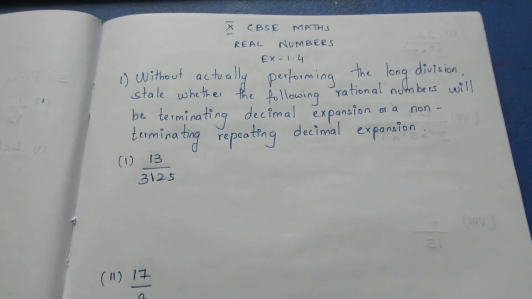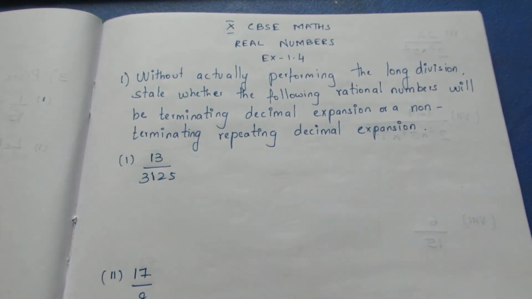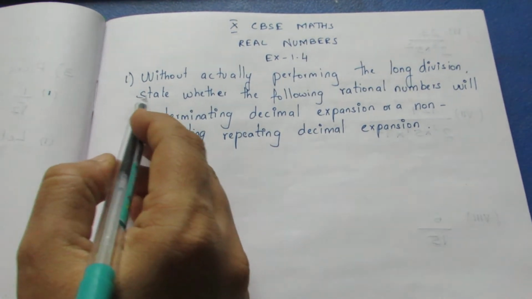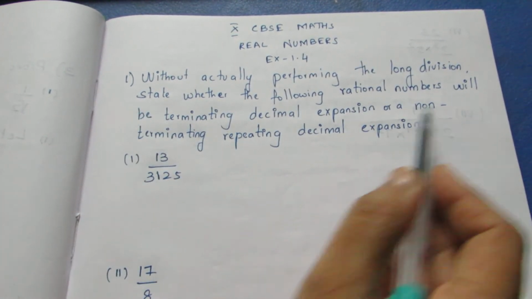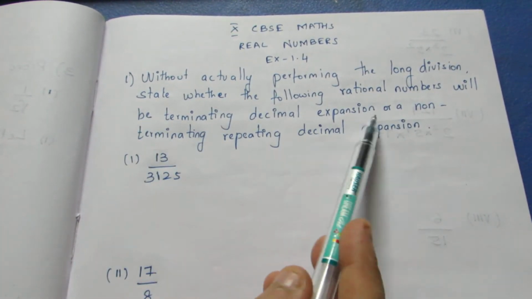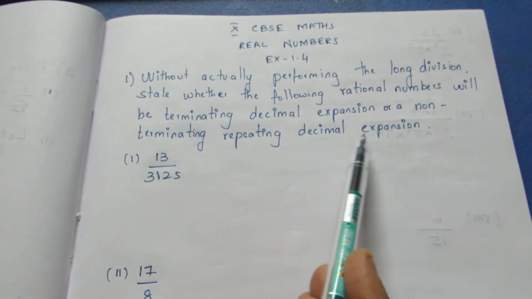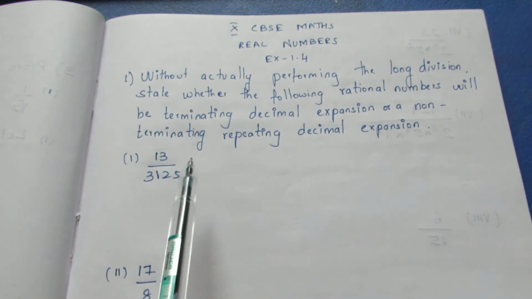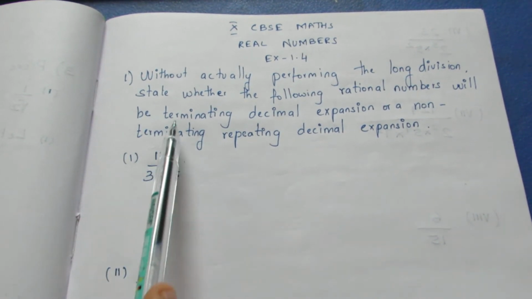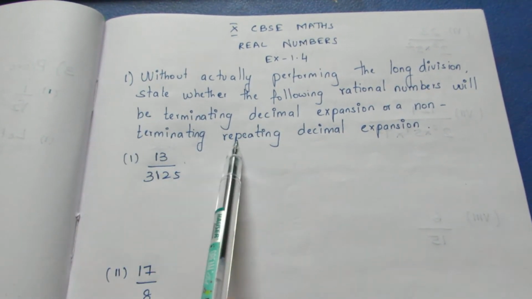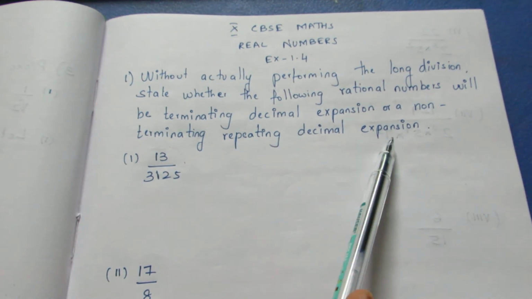Today we are going to see 10 CBSE Maths Real Numbers exercise 1.4, first sum. Let's see the question. Without actually performing the long division, state whether the following rational numbers will be terminating decimal expansion or a non-terminating repeating decimal expansion. Without dividing, we need to find whether this has a terminating decimal or a non-terminating repeating decimal expansion.